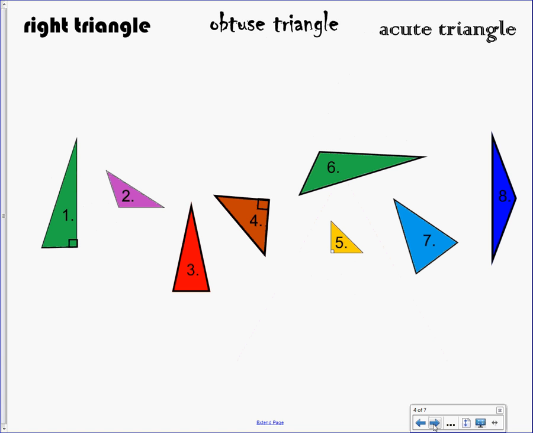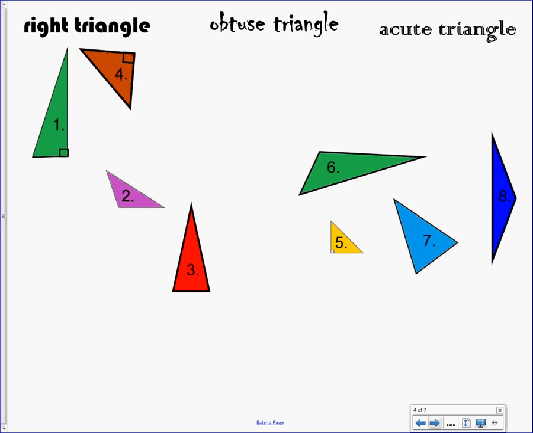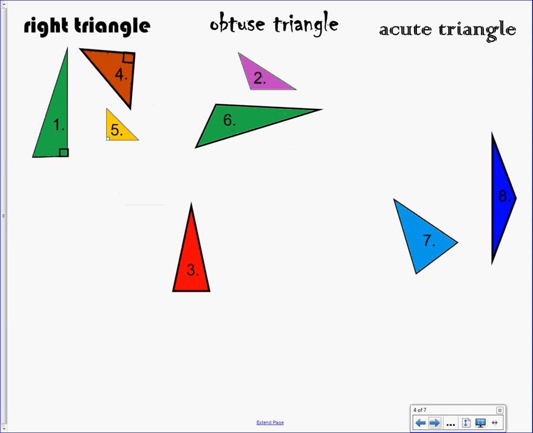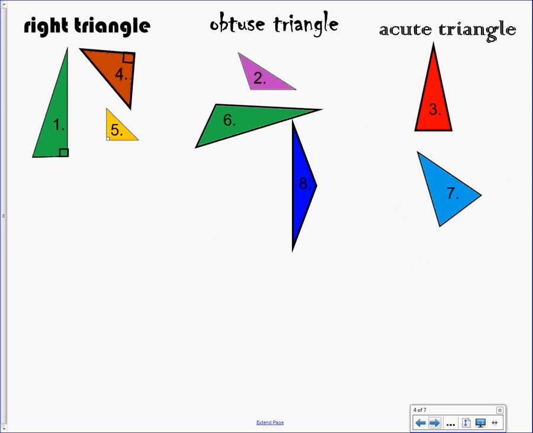So we took those shapes that we had manipulated earlier and put them into categories. So 1, 4, and 5 were right triangles. 2, 6, and 8 were obtuse triangles, and 3 and 7 were acute triangles.